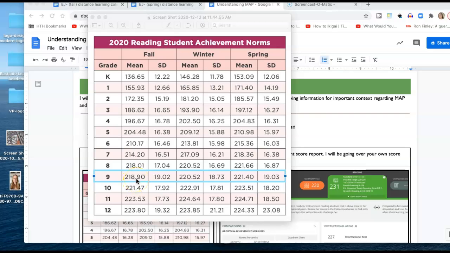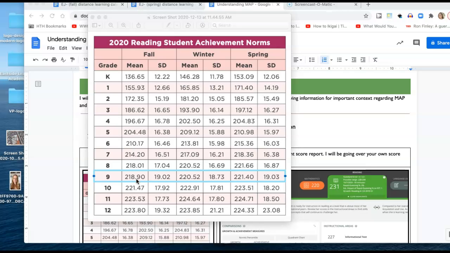218.90. What that means is all the test takers, all the students who took MAP test in fall, their scores were factored and computed in order to find the national average. So the average ninth grader in fall 2020 took the MAP test and received a 218.90. No, that does not mean that most students scored this number exactly. That's not at all what I mean.